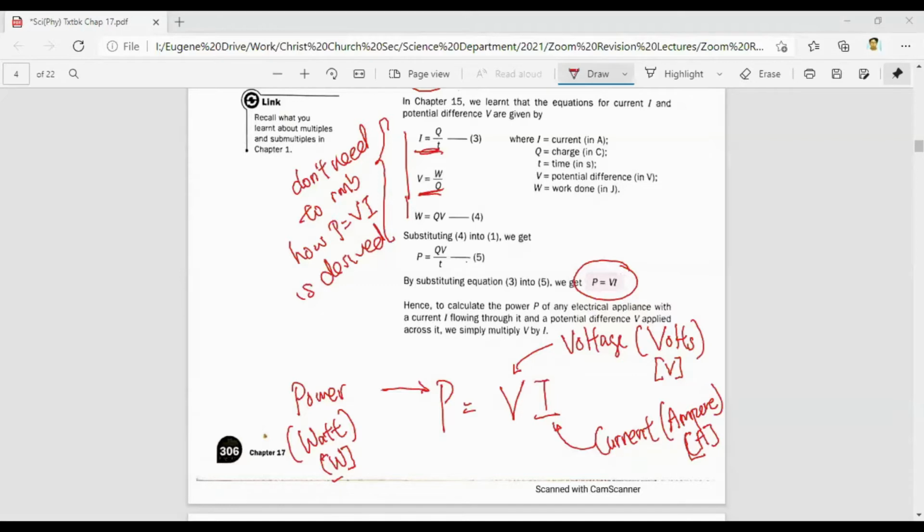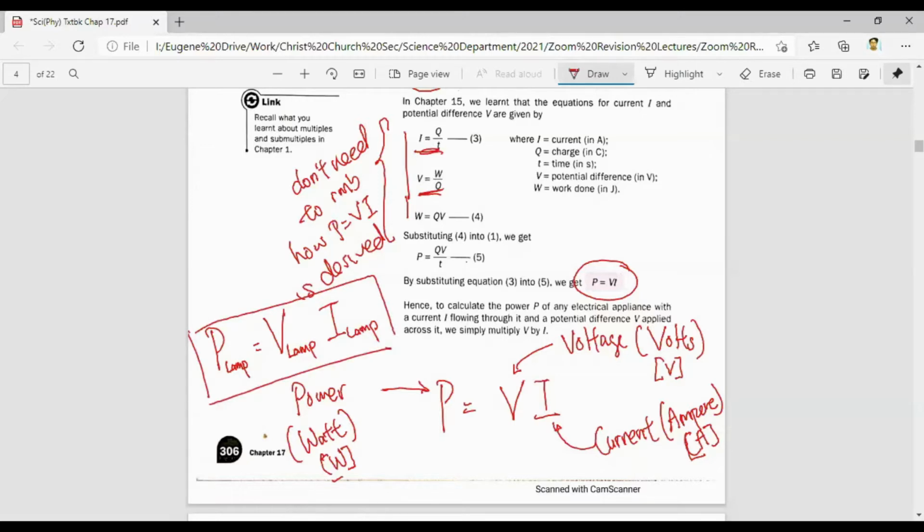Now, I need you to understand that when you are using this formula, you're actually calculating the power for the appliance. So typically, you want to find the power of the lamp, and I should be using the potential difference across the lamp multiplied by the current across the lamp. You cannot anyhow use any single voltage or any single current you see in the question. You must apply the voltage that's across the lamp, and you must apply the current that's across the lamp. So this part here, please take note of it.